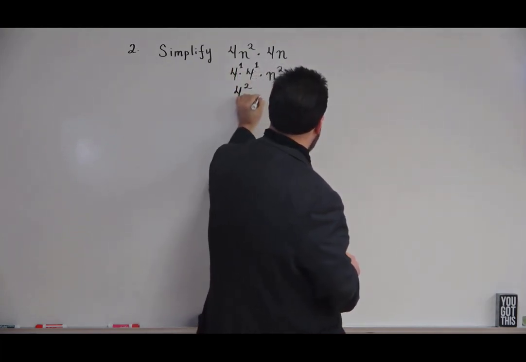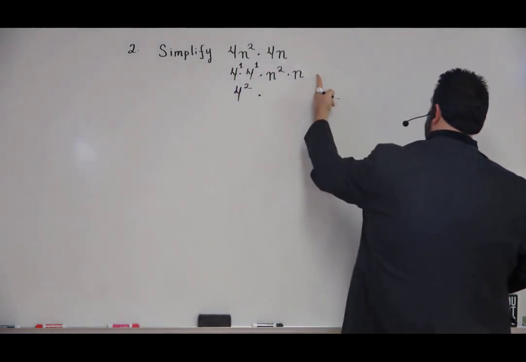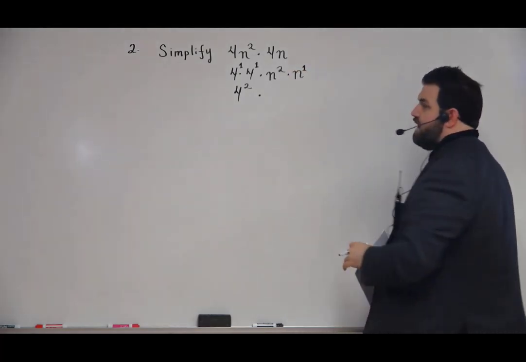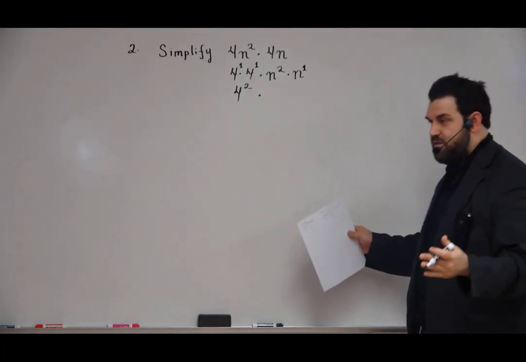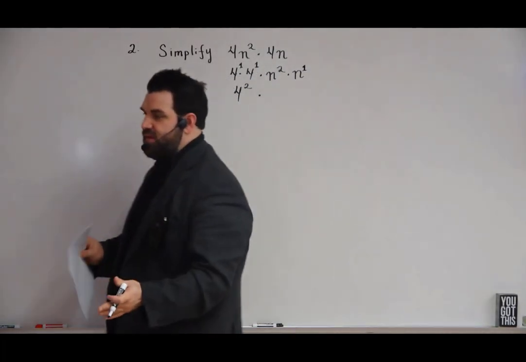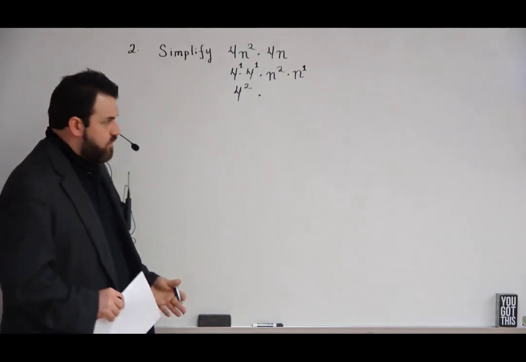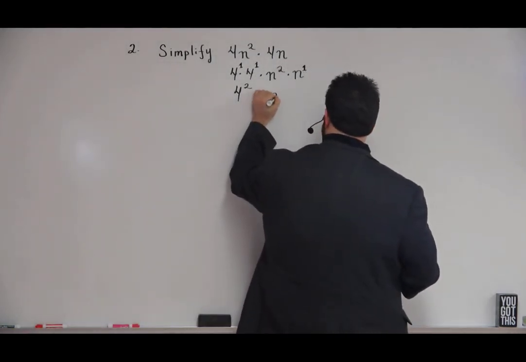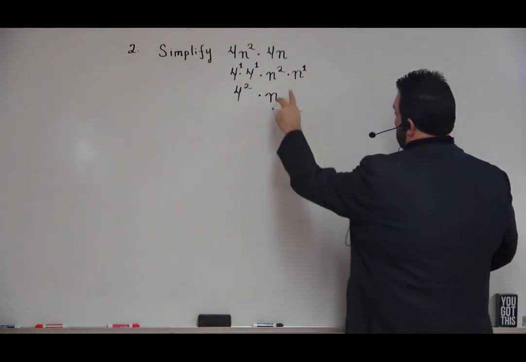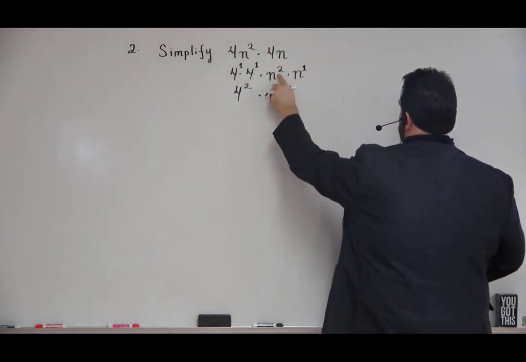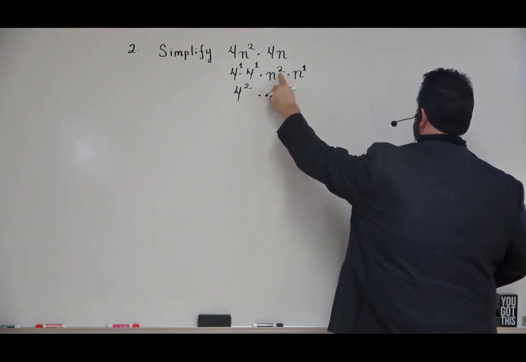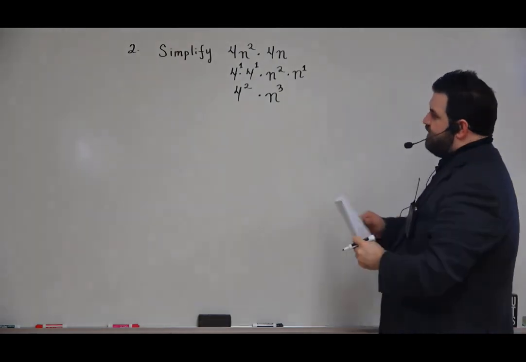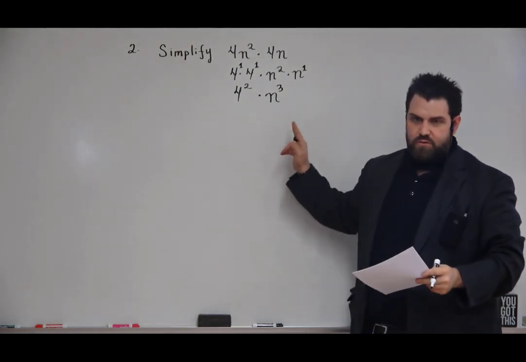Times n. Now remember, this variable n has an exponent of 1, but that exponent is understood to be there, so it isn't written, but you need to write it until you understand what's going on. Then you apply the product rule, which says if the bases are the same, you add the exponents. So 2 plus 1 is 3. Now I have 4 squared n cubed.